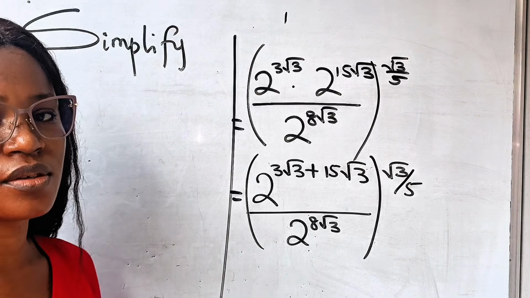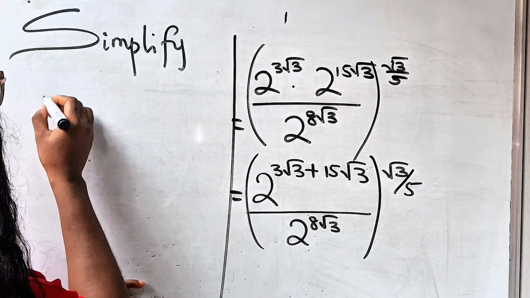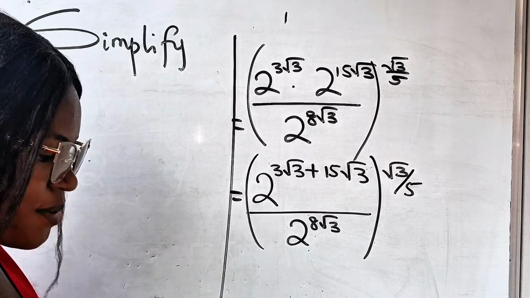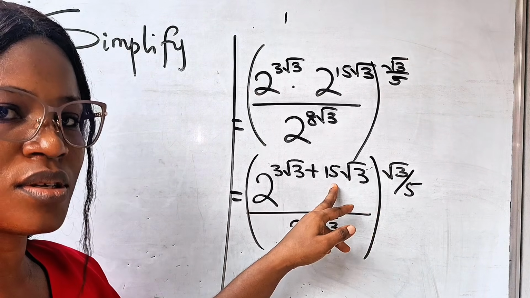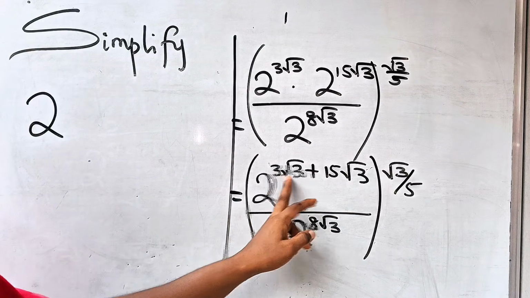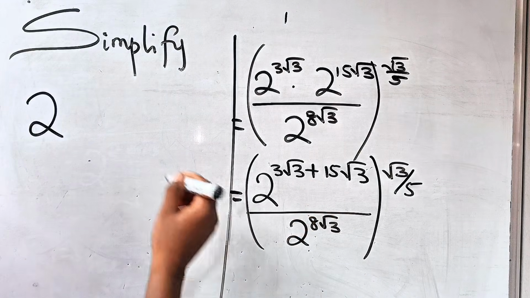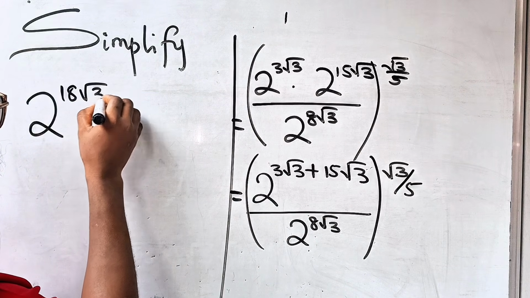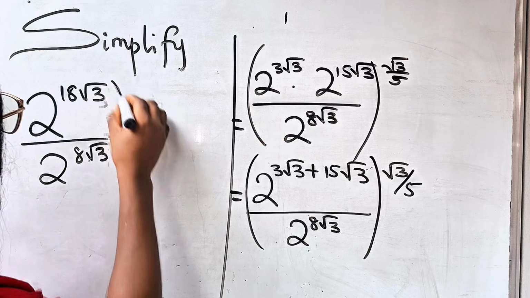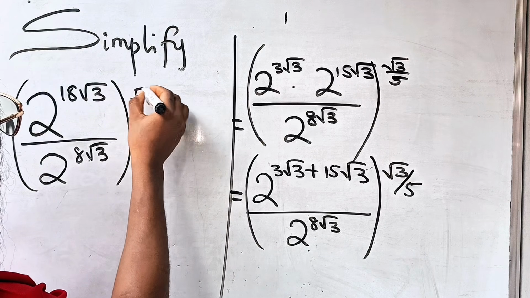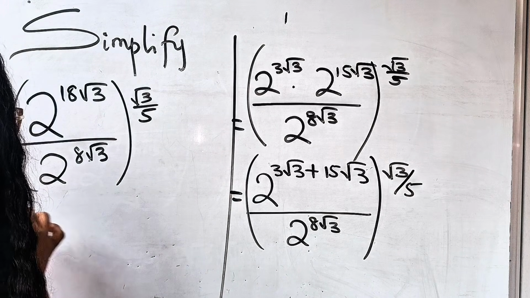Now, moving forward, I used to say moving forward a lot. That will show you that I read your comments. So 3 root 3 plus 15 root 3. These are similar terms, so you can add them. 3 root 3 plus 15 root 3 will give us 18 root 3, divided by 2 to the power of 8 root 3. Everything raised to the power of root 3 over 5. The answer is coming together gradually.